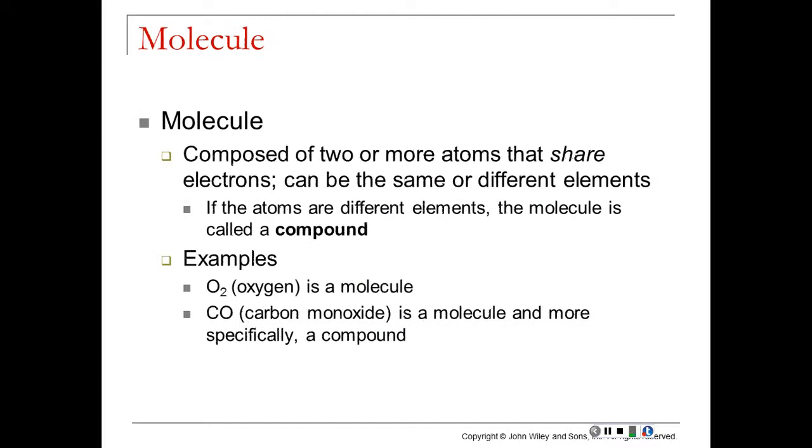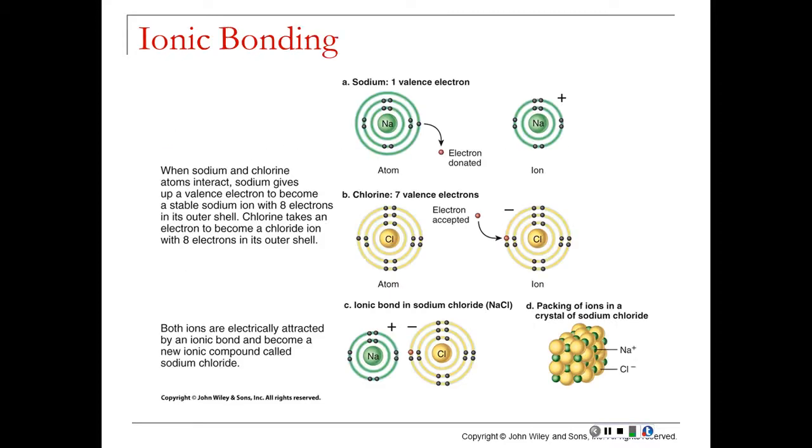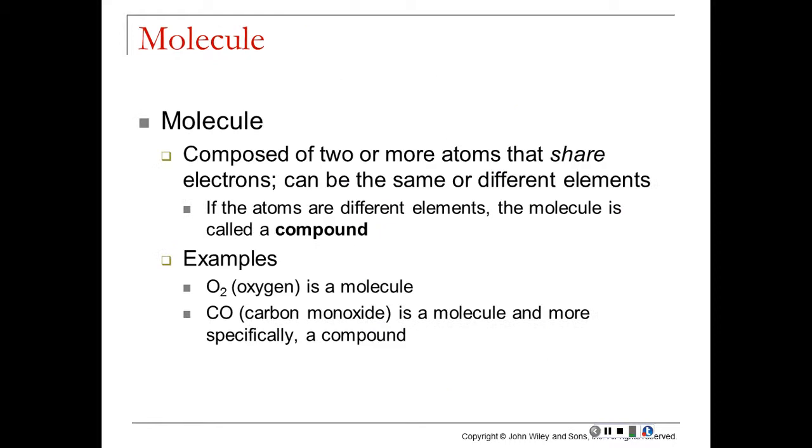The molecule is what's formed when those 2 atoms are sharing electrons. When we were talking about ionic bonding, like in this slide, we were giving up or receiving electrons, so there wasn't really a molecule formed, it was just an ion that was formed in an ionic bond. In the case of forming a molecule, these atoms are now going to share electrons.